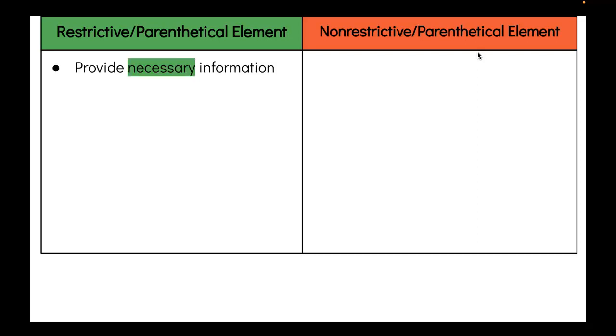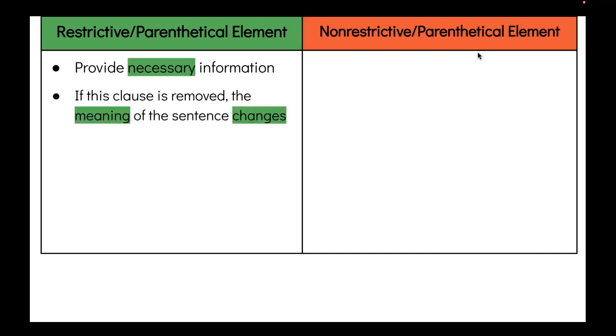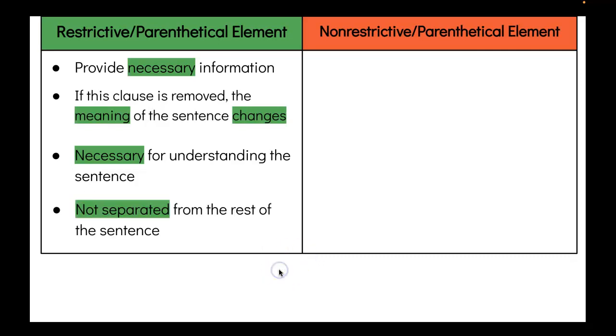So a restrictive parenthetical element provides necessary information. That means it needs to be there. If it's removed, this clause, then the meaning of the sentence is going to change. It's necessary for understanding the sentence and understanding it in the way that it was written, giving the information that the author or the writer feels that you need to know is necessary. It is not separated from the rest of the sentence, so it will blend in. There will not be any special punctuation mark that would cause it to be eliminated from the sentence.